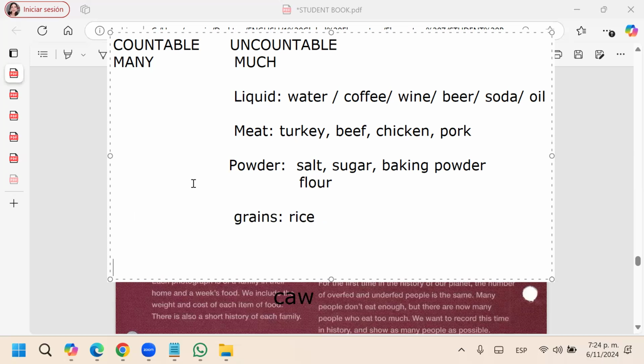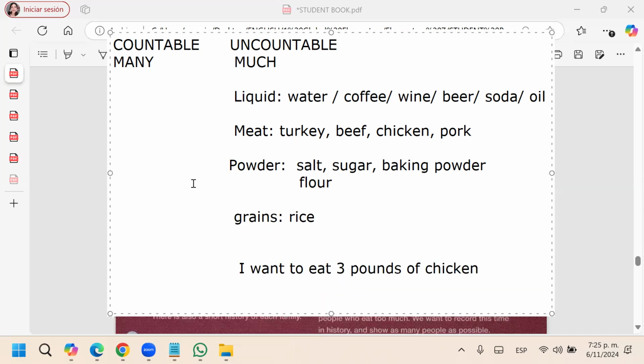Cuando digo que no puedo decir estas palabras en plural, me refiero a que lo correcto sería, para poder decir 1, 2, 3, 4, 5, meterlo en un contenedor. Ahí sí puedo decir 1, 2, 3, 4. For example, I say, I want to eat maybe 3 pounds of chicken, like this. Just 3 pounds. I want to eat 3 pounds of chicken for this week.